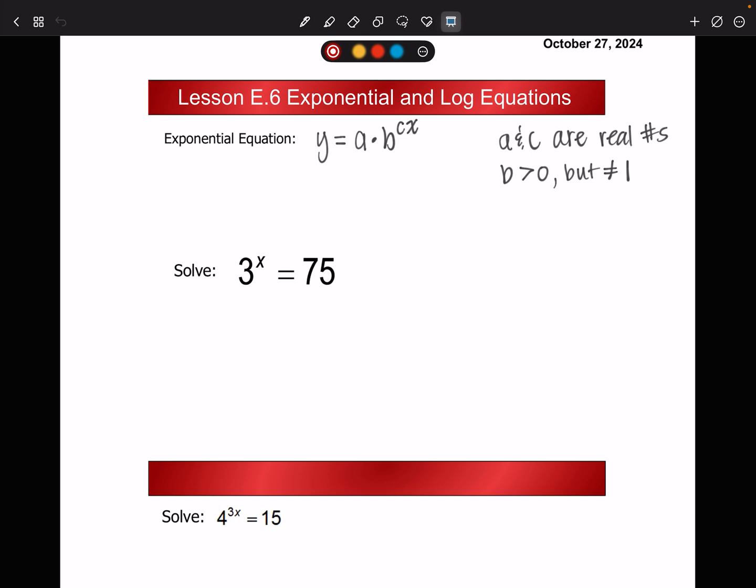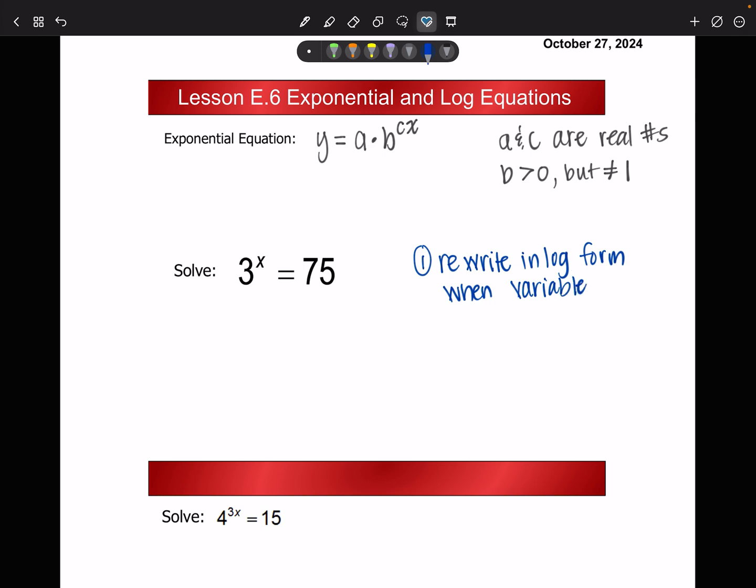So here we have 3 to the x is equal to 75. Our first step here is going to be rewrite in log form. So you're always going to rewrite in log form when the variable is in the exponent. So we've got log base 3 of 75 is equal to x. And that's what allows you to get the exponent x out of the exponent when you have log form.